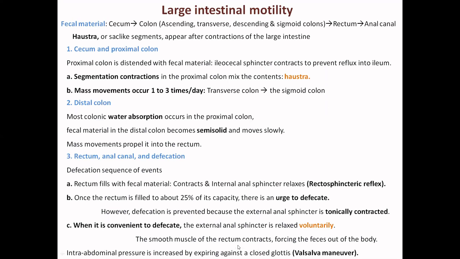The smooth muscle of the rectum contracts, forcing the feces out of the body. Then the intra-abdominal pressure is increased by expiring against a closed glottis. This is known as the Valsalva maneuver.